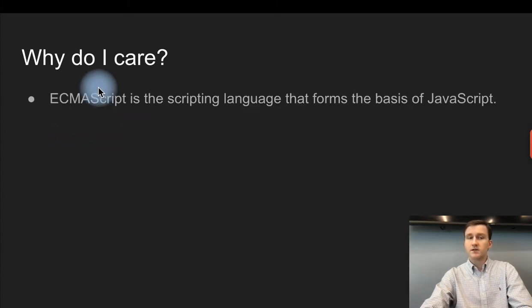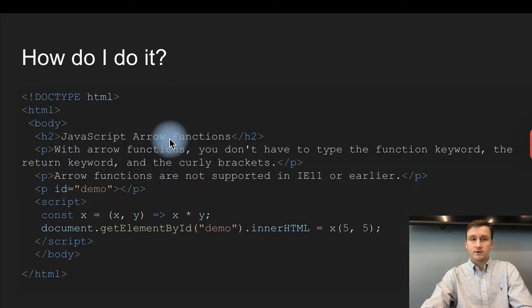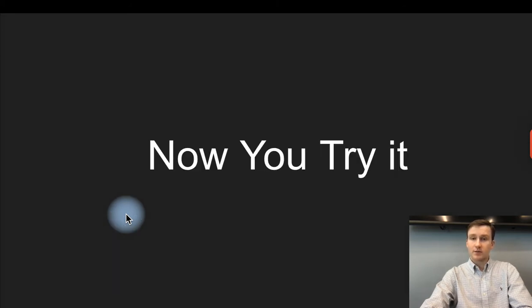So the question is, why do I care? ECMAScript is a scripting language that forms the basis of JavaScript. What do I need? VS Code, Mozilla Developer Documentation, and W3 Schools. How do I do it? Well, we can use an example of arrow functions. So we want to take this example above and change it to an addition operation. With arrow functions, you don't have to type the function keyword or the return keyword or curly brackets. This is a function in and of itself. So we want to take this example and change it to an addition operation.